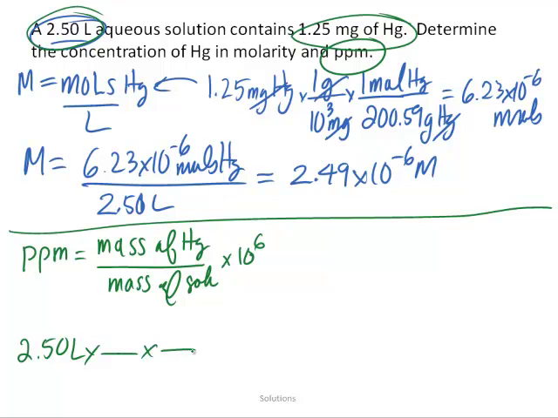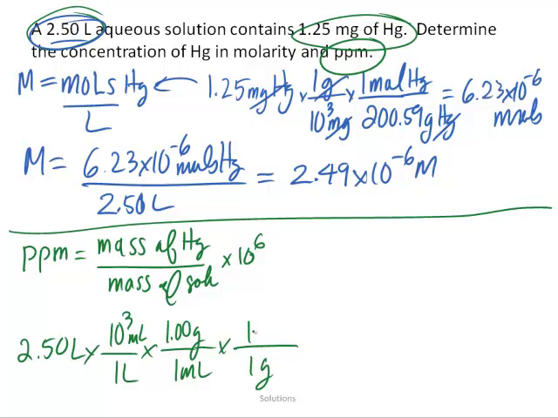Since this is such a dilute concentration, we can probably just assume the density of water, so we're going to convert this to milliliters, 1 liter, and the density of water is 1.00 grams per milliliter. Because this concentration is so dilute, that's a pretty good approximation. And then in 1 gram, we've got 10 to the 3rd milligrams. Grams cancel out, milliliters cancel out, liters cancel out, and so we have both our mass of mercury and mass of solution in milligrams. This is going to give us a value of 2.50 times 10 to the 6th milligrams.